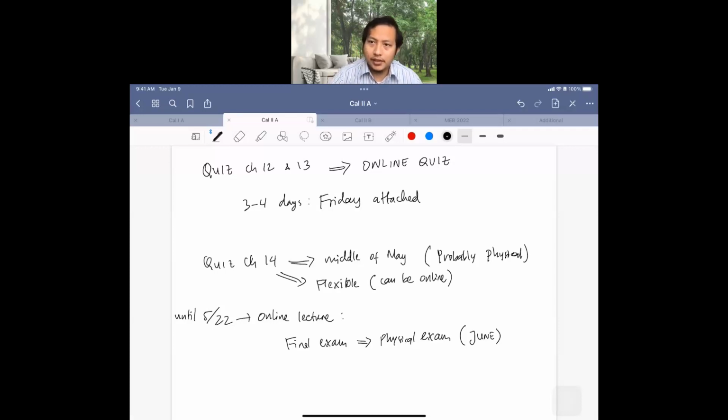I think the average is not too bad. The average for the midterm is 69, so I think it's good.